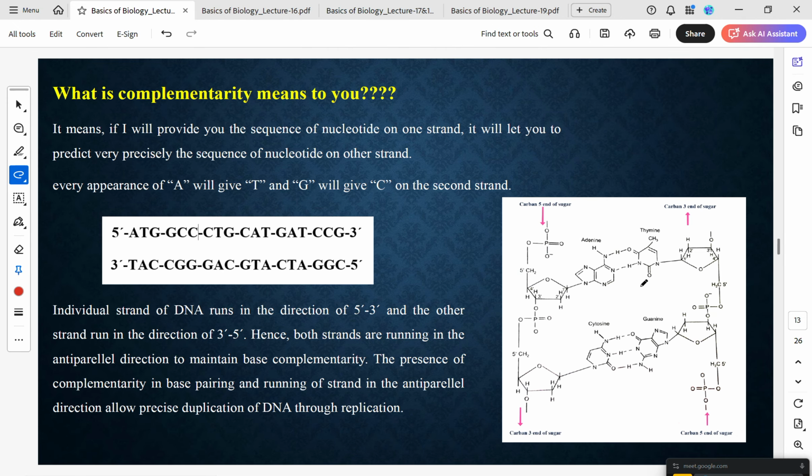Okay. So, what does complementary mean? If there is a sequence of nucleotides of one strand, you can predict what the opposite strand is going to be, because you know that A will only bind to T and G will only bind to C.